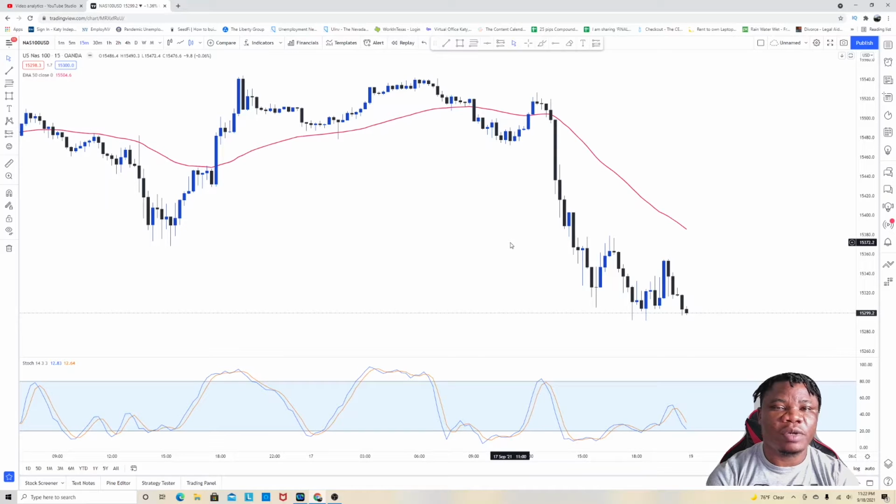For this scalping strategy, we're going to be looking at this NAS100 scalping strategy using the 15-minute time frame.